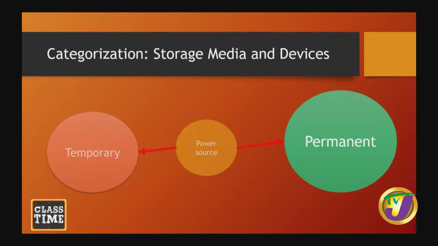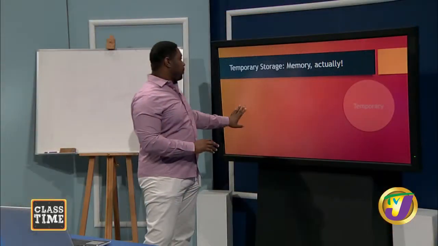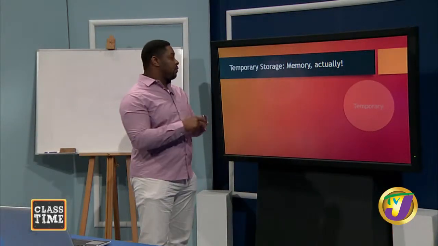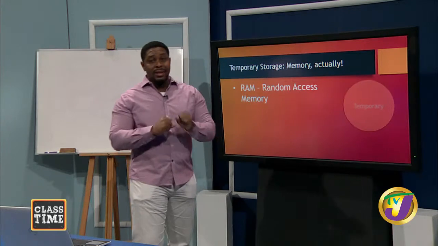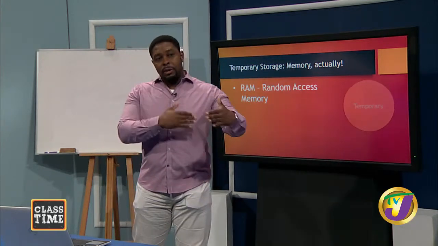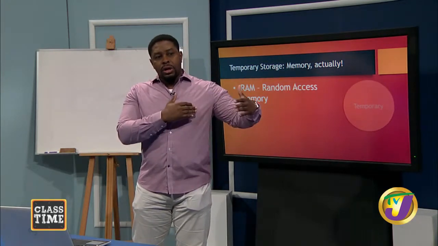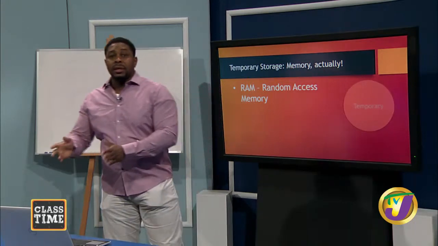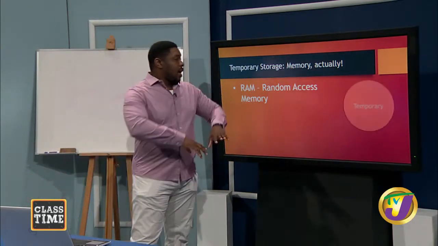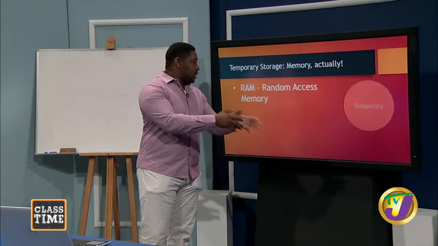When we talk about temporary, however, we don't really use the word storage. We use the word memory. And when we talk about memory, the first thing that always jumps to mind for most students is RAM, random access memory. Random access memory keeps information so that your CPU can grab it pretty quickly as opposed to going straight to your hard disk.